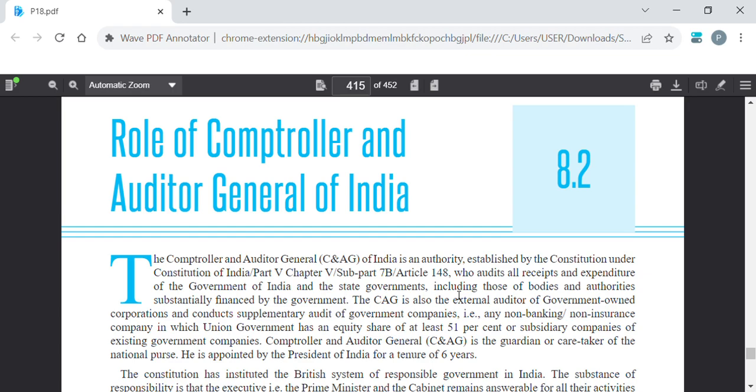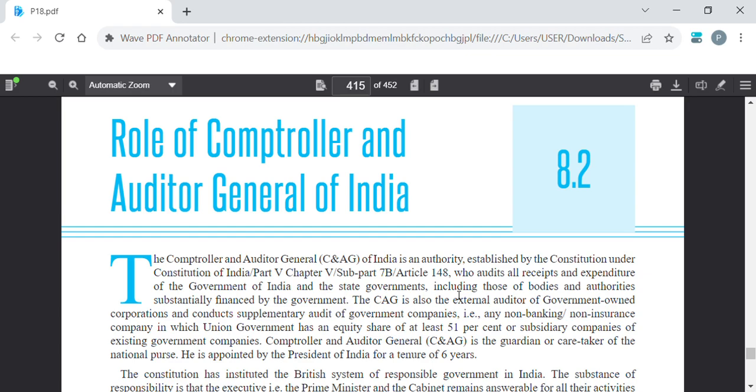Including those of the bodies and authorities substantially financed by the government. So suppose my organization is financed by the government, that organization will also be audited by CAG. If I am a government-owned company, it will be audited by CAG, including those of the bodies and authorities substantially financed by the government.